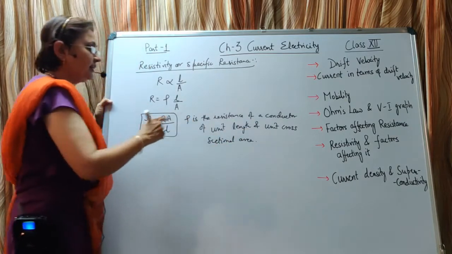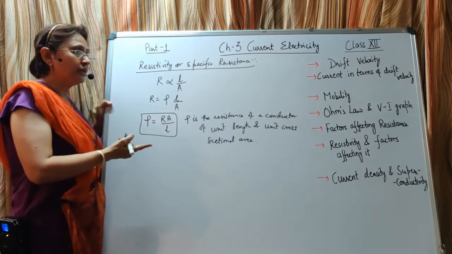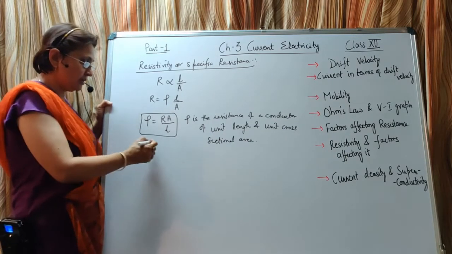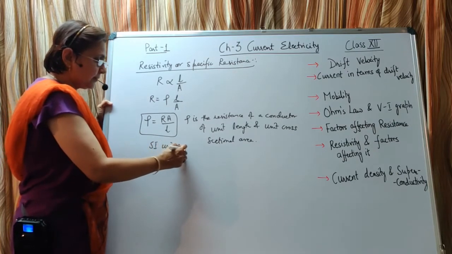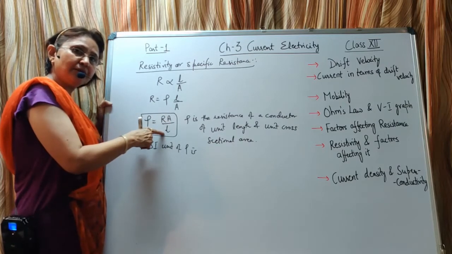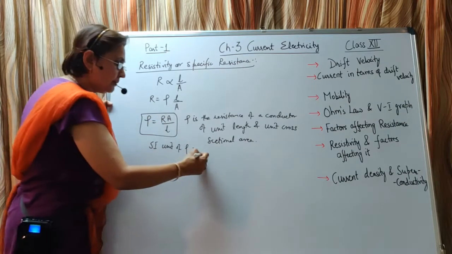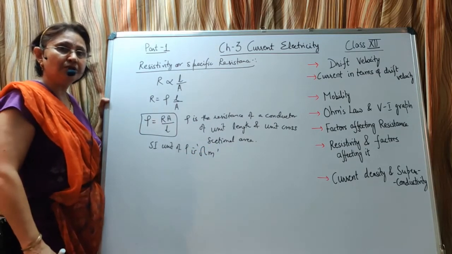So we can define that the resistivity is the resistance of a conductor of unit length and unit cross-sectional area. From here the SI unit of resistivity will be ohm into meter square upon meter. So what remains? Ohm into meter. So its SI unit is ohm into meter.